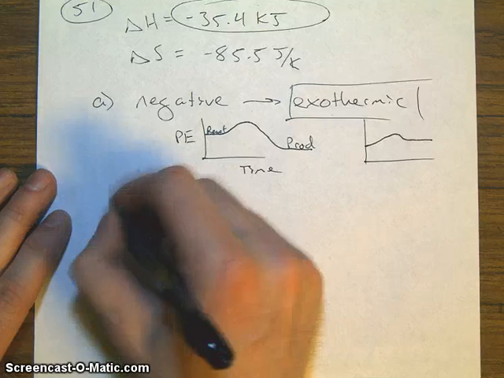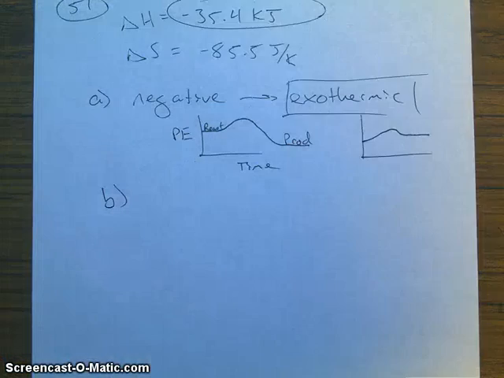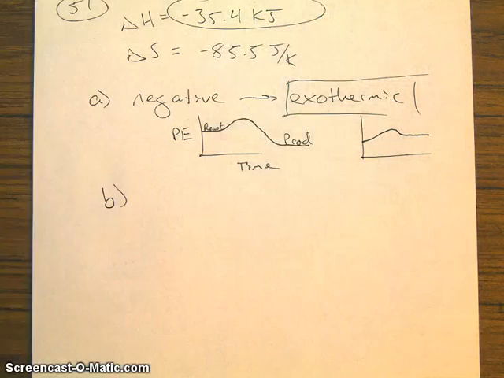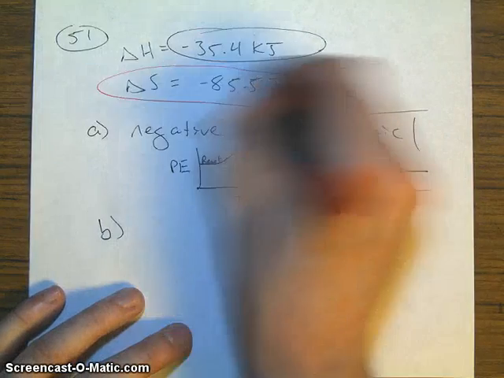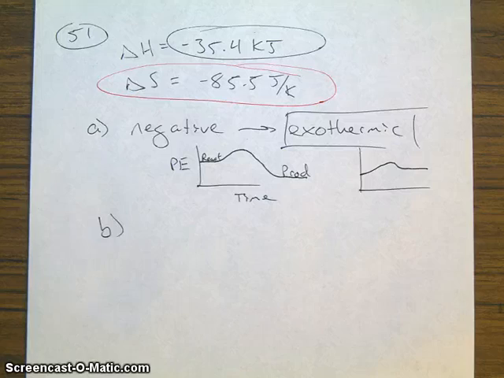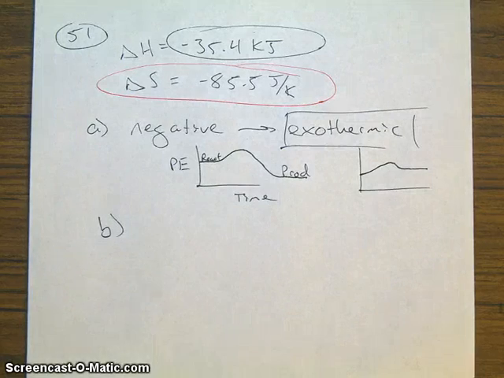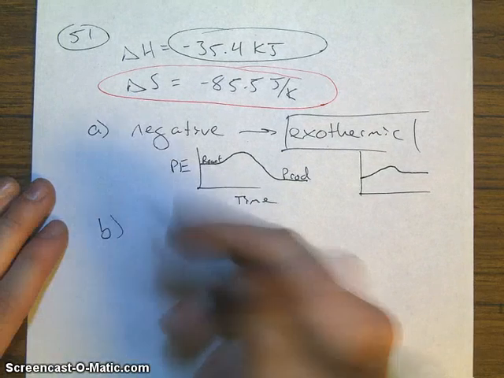Now, let's talk about B. B in the question is asking, does the reaction lead to an increase or decrease in the disorder of the system? Again, we get this information from the sign of one of our numbers. In this case, it's going to be the sign of delta S. So remember, I said S was a measurement of disorder.